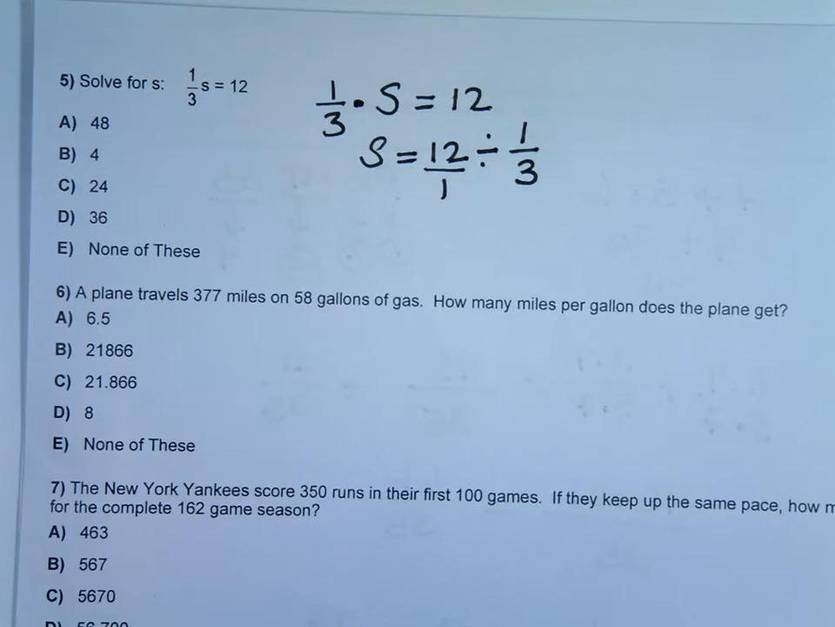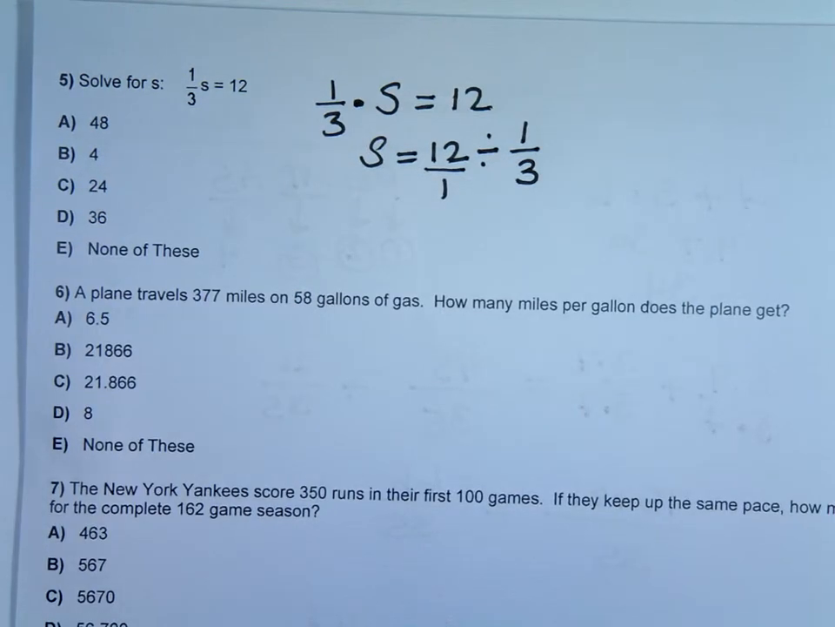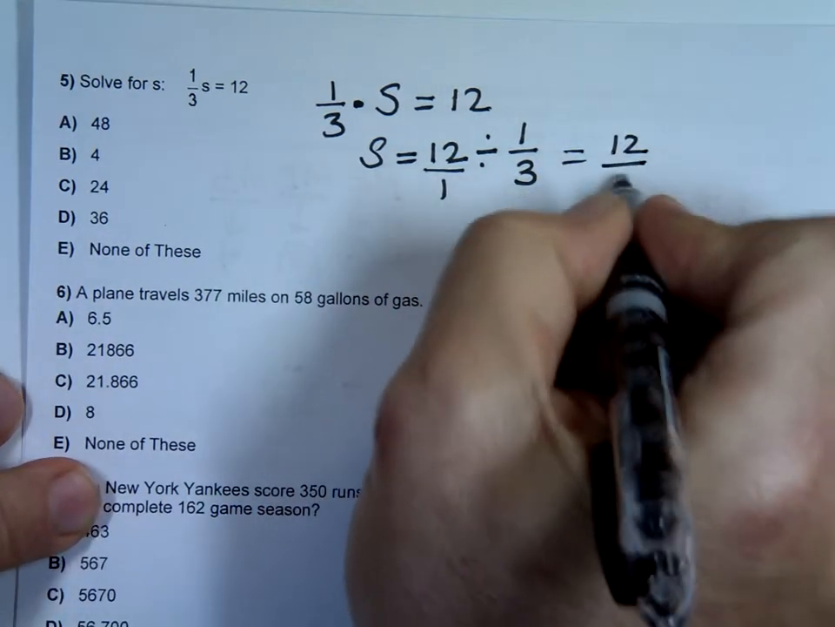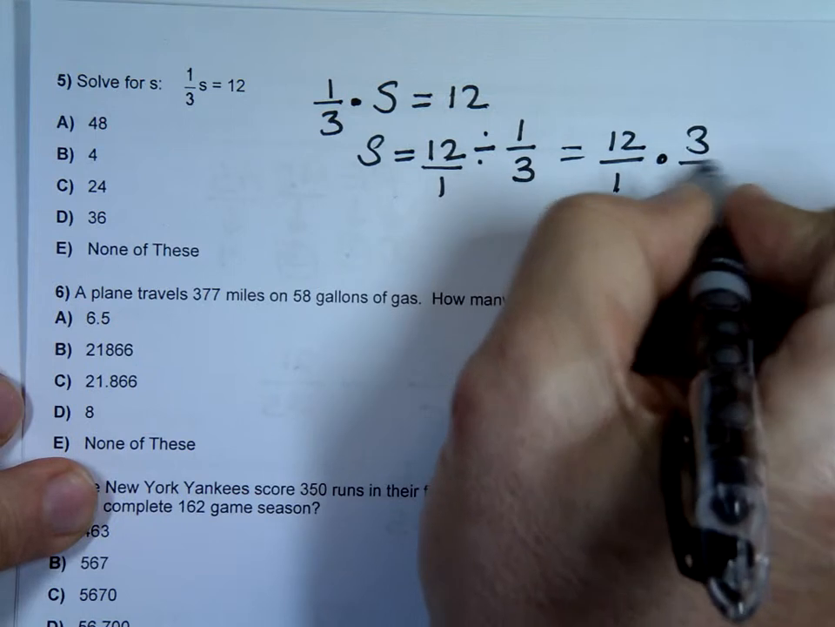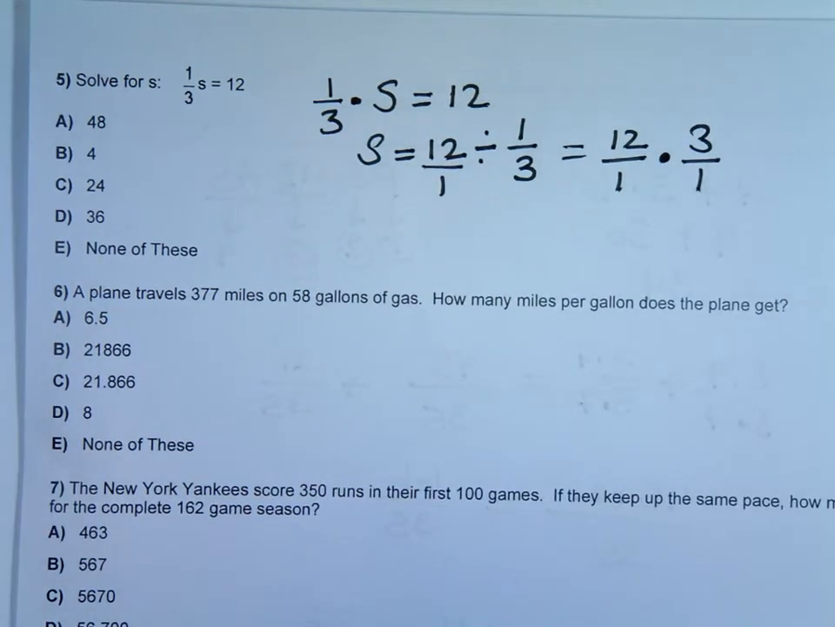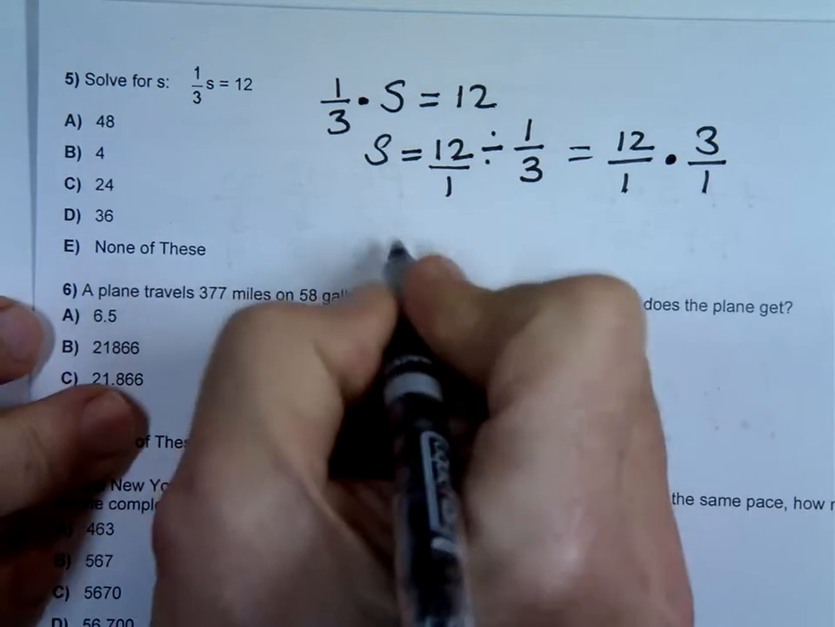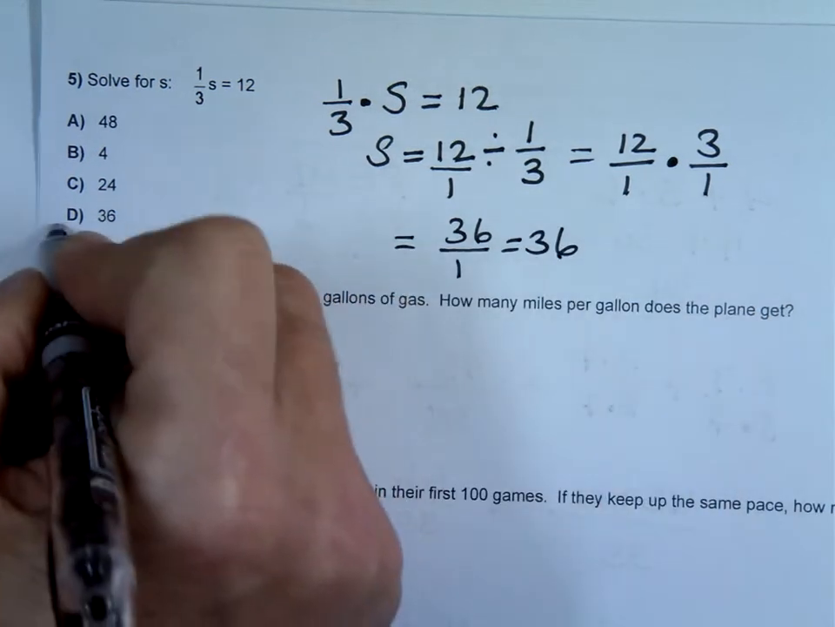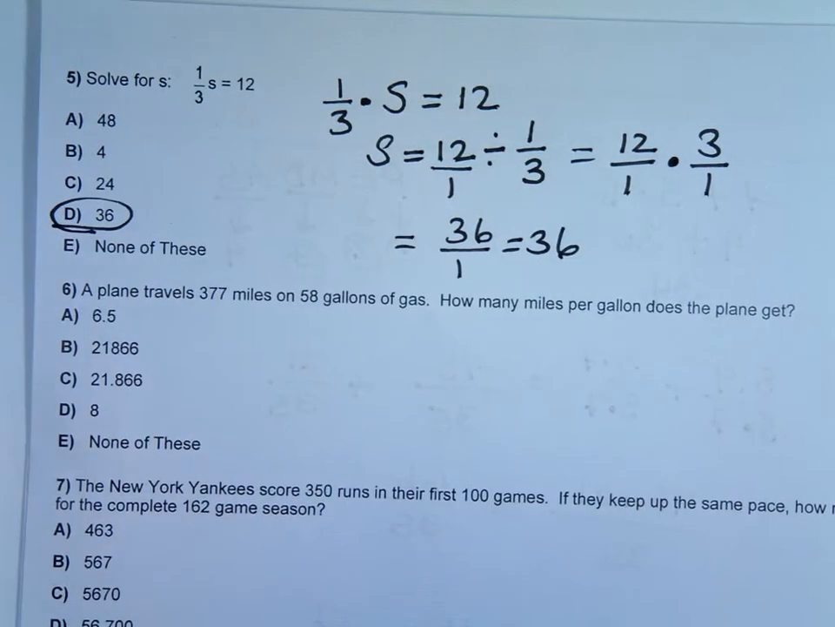1. To do division, we're going to keep the first number, change it to multiplication, flip the second number. Keep, change, and change. That's the rule. So that's 12 over 1 times 3 over 1. What's 12 times 3? 36 over 1, which is what? 36. 1/3 of what number is 12? 1/3 of the 36.